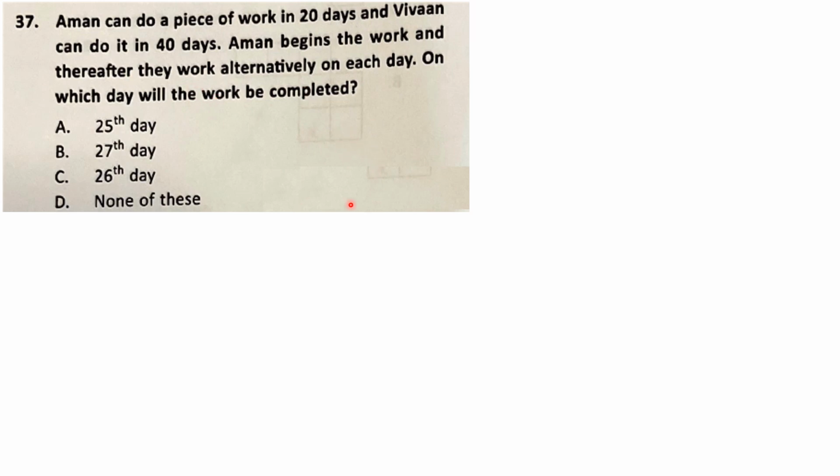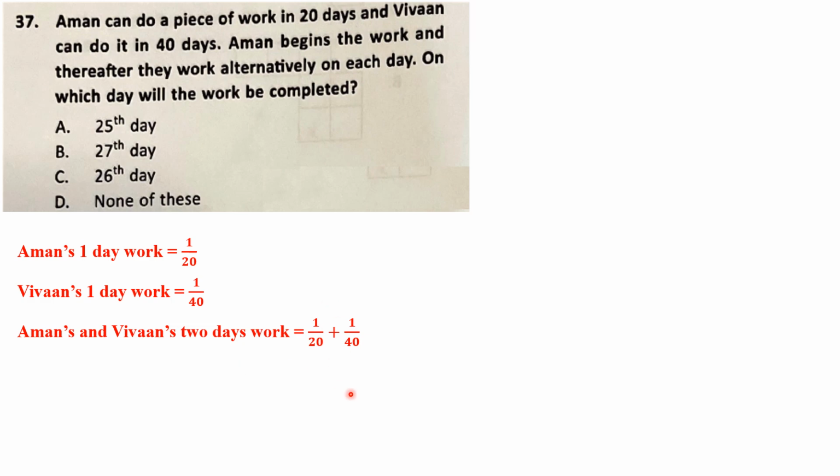So from the first line, Aman can do a piece of work in 20 days. From here I can write, Aman's one day work will be 1/20. Same way, Vivan's one day work will be 1/40. So they are working alternately. It means first day Aman works, second day Vivan works. So their 2 days' work will be 1/20 plus 1/40. So when they work in a pair, one day Aman, second day Vivan, in 2 days they are going to do 1/20 plus 1/40 part of the work.